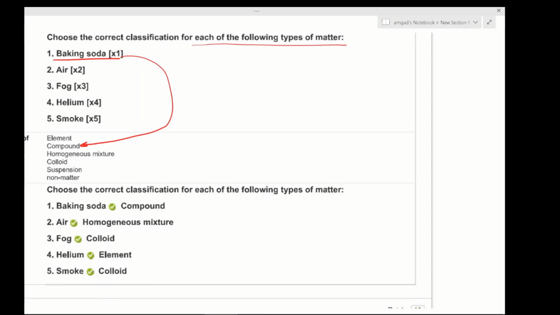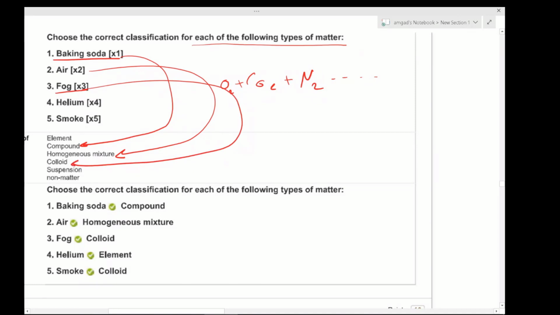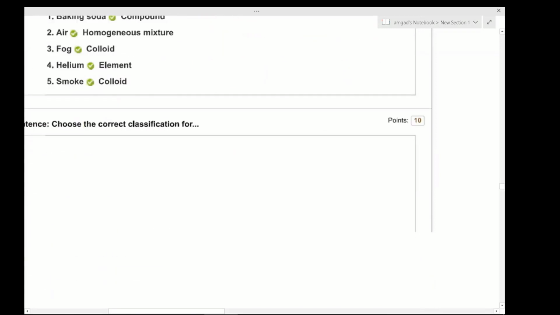Air, huh? Air is what? Homogeneous mixture. It has O2, CO2, N2, and so on. All of them are mixed together, so it's a homogeneous mixture. Fog, colloid. Helium, element. Smoke, colloid also. Okay, smoke and fog are colloids.